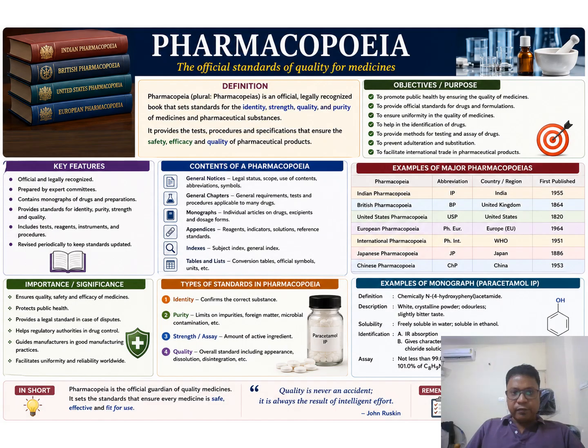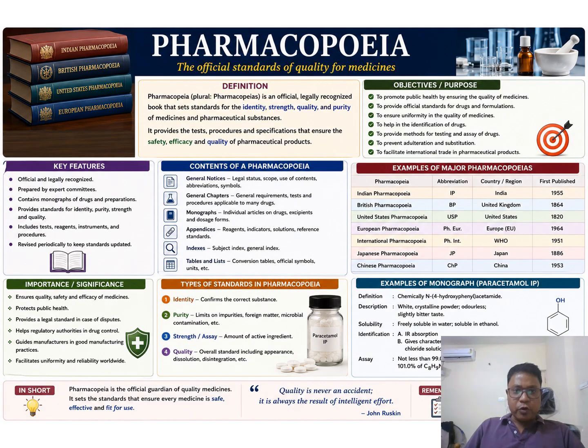So, content of pharmacopoeia. General notices: legal status, scope, use of contents, abbreviations, symbols. General chapters, like general requirements, tests, and procedures applicable to many drugs. Monographs: individual articles on drugs, excipients, and drug forms. Appendices, like reagents, indicators, solutions, reference standards, indexes, and tables and lists. So these are the contents.